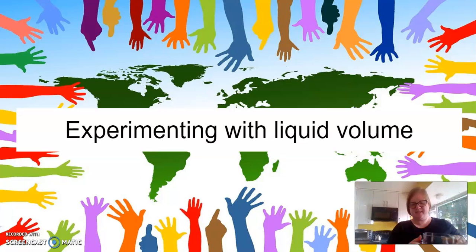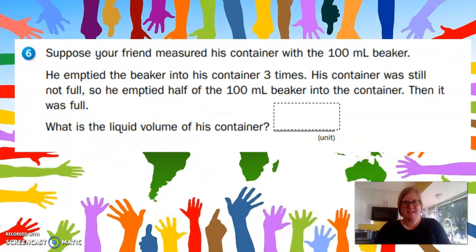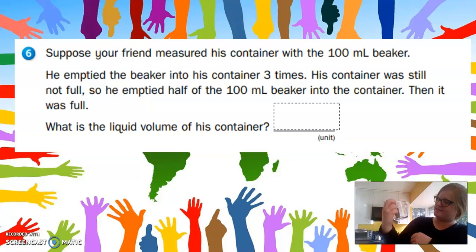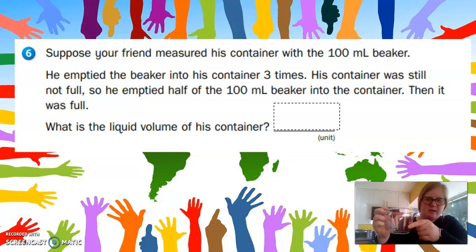Right? So that means that 4 of these 250 milliliters equals 1 liter. Okay? So it's important that you understand that math and how you can add milliliters to get to a full liter. So this is your problem, okay? Suppose your friend measured his container with a 100 milliliter beaker. So 100 milliliters, if we're looking at this cup, would be right at about here, okay?